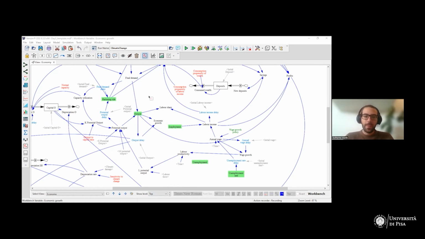So now we have demand, we have output, but we still don't know how this generates employment. So we still have other green variables here that are not caused by anyone. So we have the employment level, the unemployment level, the unemployment rate. And we want to generate these results. So we know that there is a demand for labor associated with the amount of output that this economy is producing. But this amount of employment is also depending on the labor productivity.